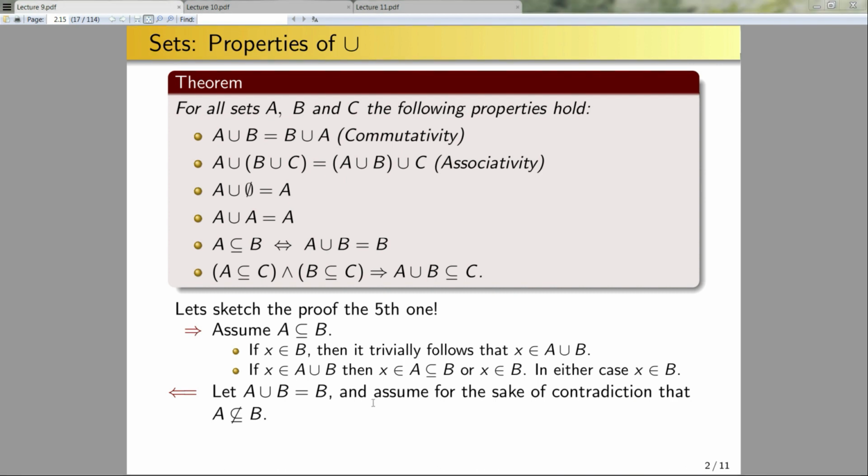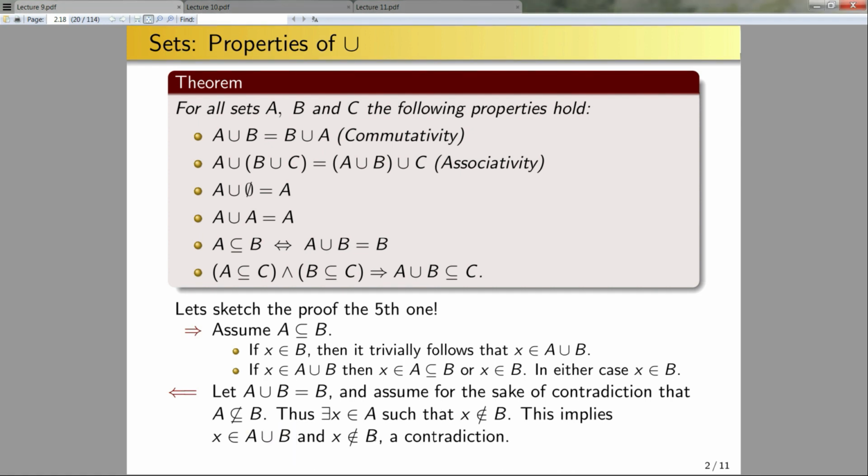By definition, if A isn't a subset of B, there has to exist some element in A such that that element is not in B, right? That by definition of subset, I need that to be true. Thus, since this element X is in A, it has to be in the union of A and B, right? Just definition of the union. But at the same time, by construction, X is not an element of B. This is a contradiction of our initial statement that A union B was equal to B.